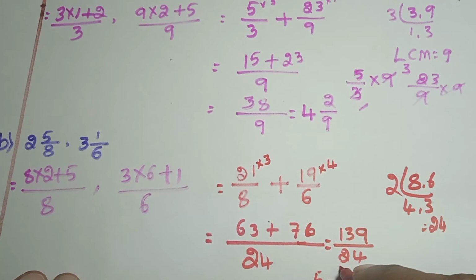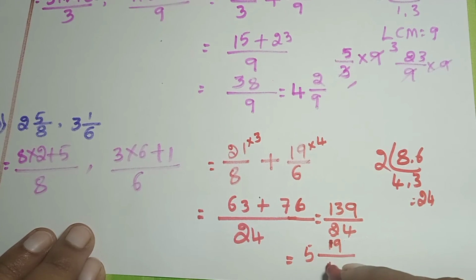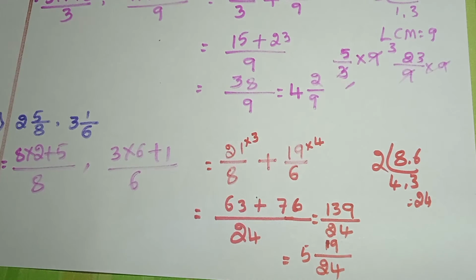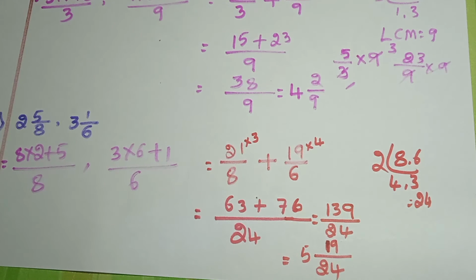You should keep this 19 here, the remainder part in this portion. Then you should keep 24 as it is here. Okay now, children, what is the answer now? 5 and 19 by 24 is the answer. Okay, easy, children.